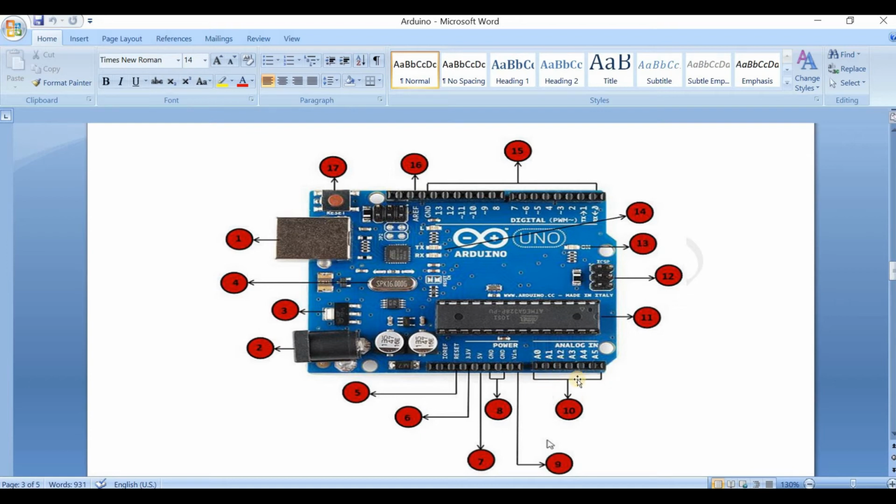Next, the analog pins. These pins are used to take the analog data from the analog sensors. There are 6 analog pins in UNO, from A0 to A5. These pins are generally the input pins only.